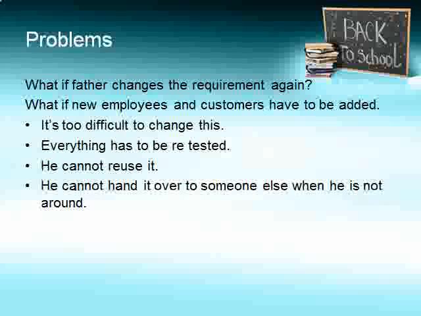Problem number 2. Everything has to be retested. Again, this problem has been resolved. As we have separated our code into different classes, any change to one class won't impact the other one. So we actually don't have to retest the complete thing again. Problem number 3. He cannot reuse it. This problem is also resolved. As we have created separate classes, Aryan can go ahead and use these classes in some other projects very easily. Problem number 4. He cannot hand it over to someone else when he is not around.